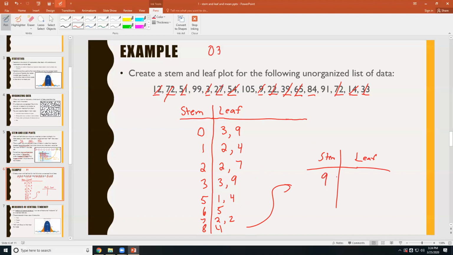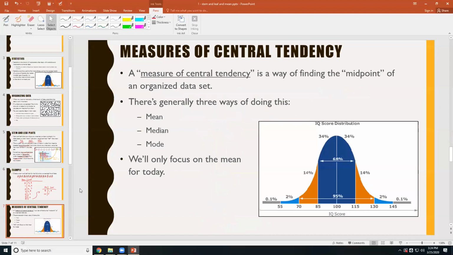Next stem, of course, would be 9. There are 2 9s here. I'll cross out that 84. I forgot to do that a second ago. There's 91 and there's 99. So 1, 9, gone and gone. And then the last one is 105. Notice the stem on that would be 10, and the leaf would be a 5. Okay, moving on to the next one.